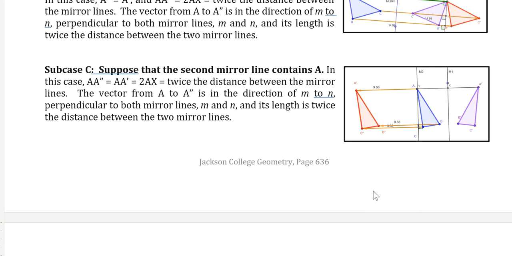All right, the next case is suppose the second mirror line contains A. All right, so let's see here. We reflect over the first line. We're back over here. And the second one contains A. All right, so what are we looking at here? The distance from A to A double prime has to be the same as the distance from A to A prime. The distance from A to A prime is twice the distance between the two mirror lines. So sure enough, it works again.